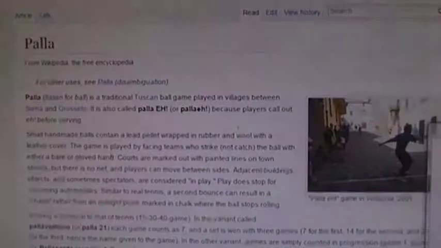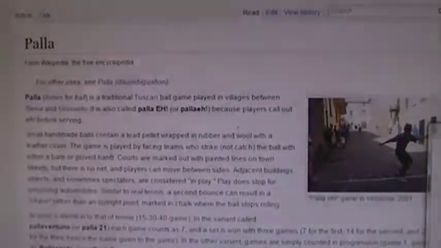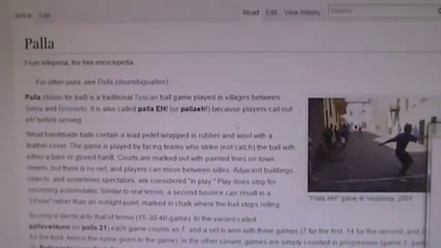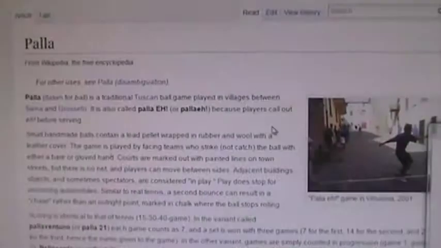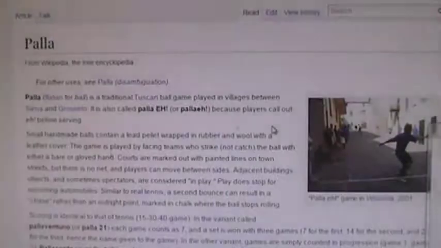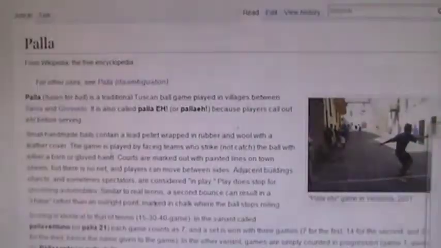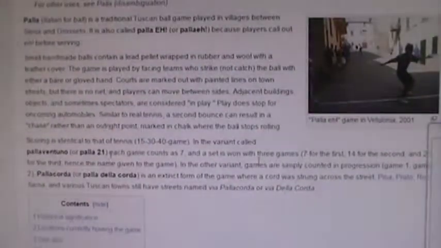Courts are marked out with painted lines. Paint adjacent buildings, objects are considered in play. Play does not stop for oncoming automobiles. Sweet, man. Now that's more fun than tennis. Similar to real tennis, a second bounce can result in a chase. Chase divides by 3. Rather than an outright point. Remember, point equals Jesus. Marked in chalk where the ball stops rolling. Interesting.